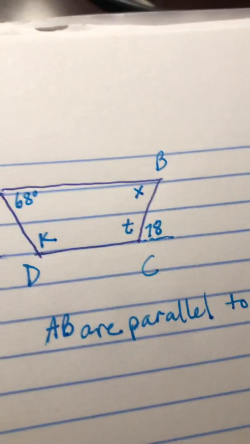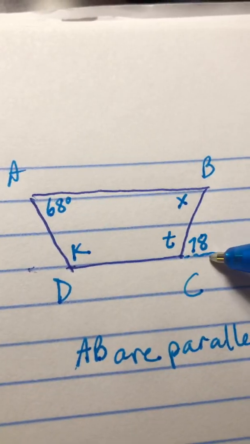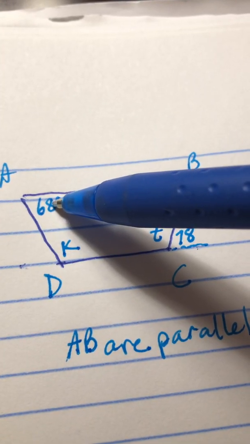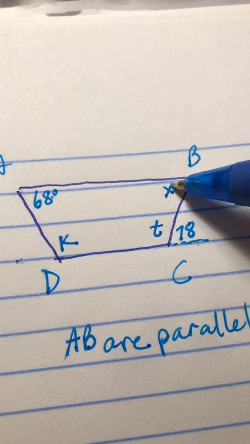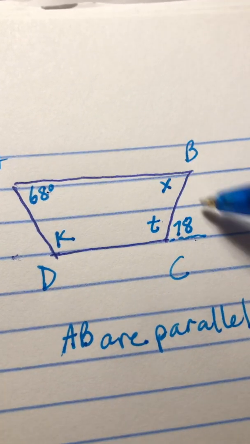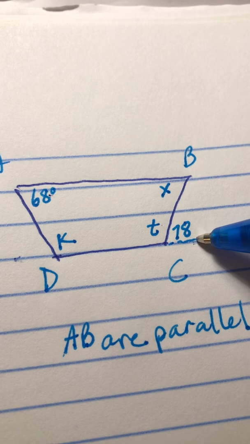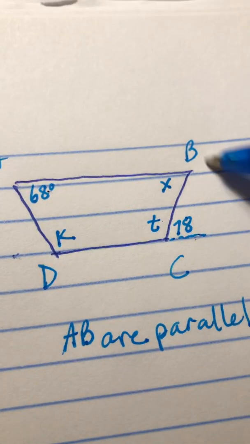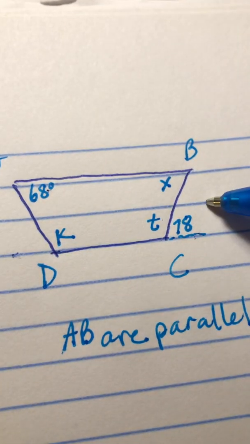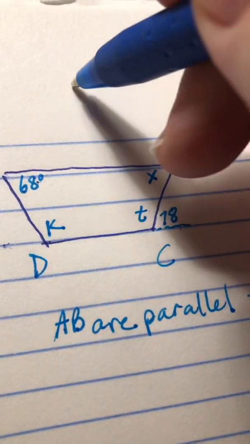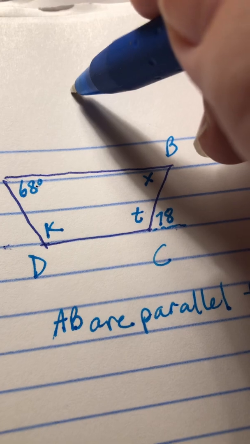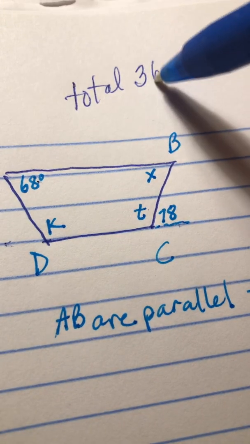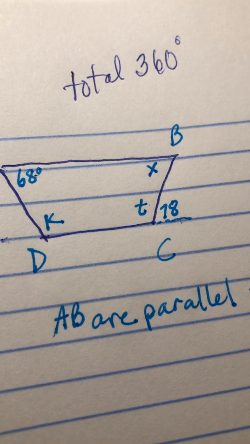Okay, so we have this trapezoid here, and they've given us one of the angles on the inside, and we're supposed to find the other ones. And they've also given us an angle that's on the outside. So one of the things that we need to keep in mind here is that anytime you have four corners, the total of their angles is going to be 360 degrees altogether.